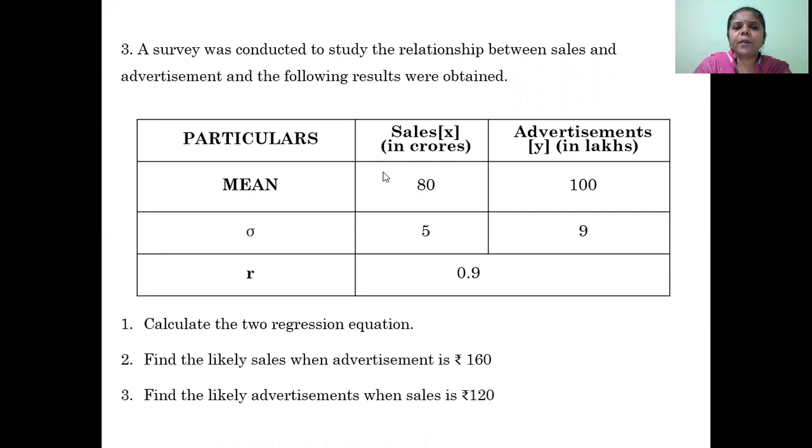So here, x mean is 80, y mean is 100, standard deviation x is 5 and standard deviation y is 9. The correlation given is 0.9. This type of question may be asked for 15 marks, so practice similar types of problems for the examination purpose.